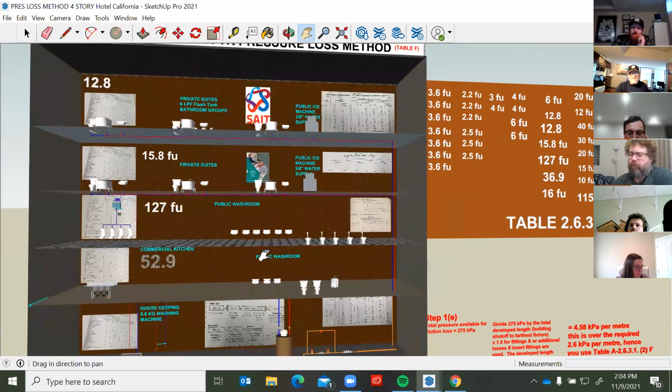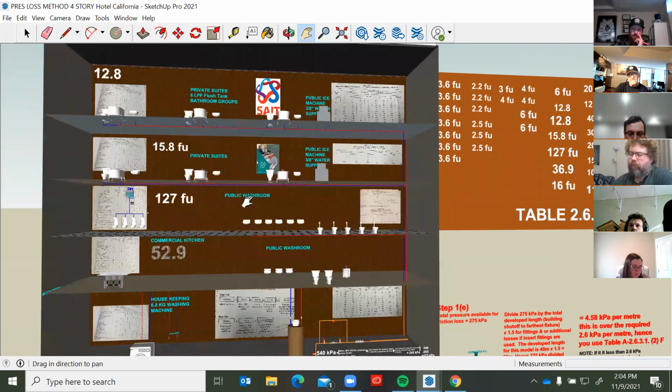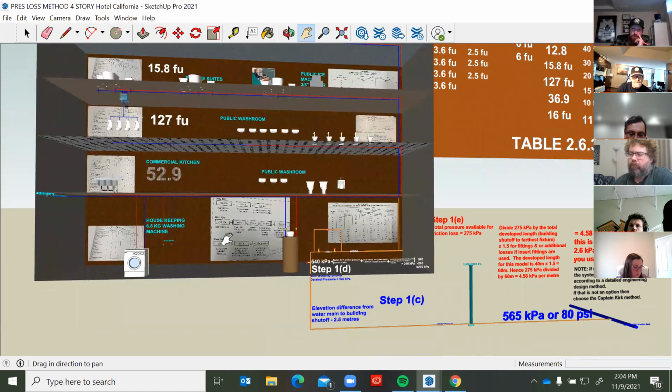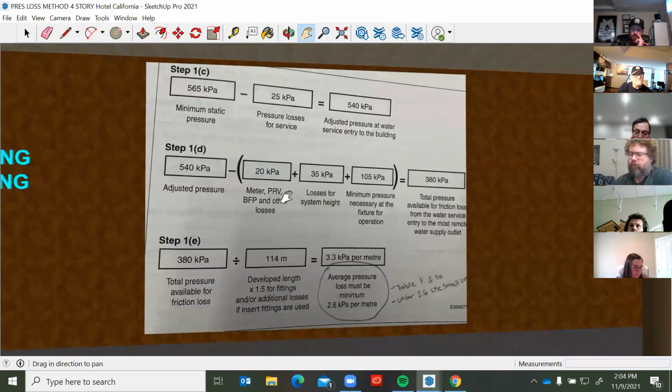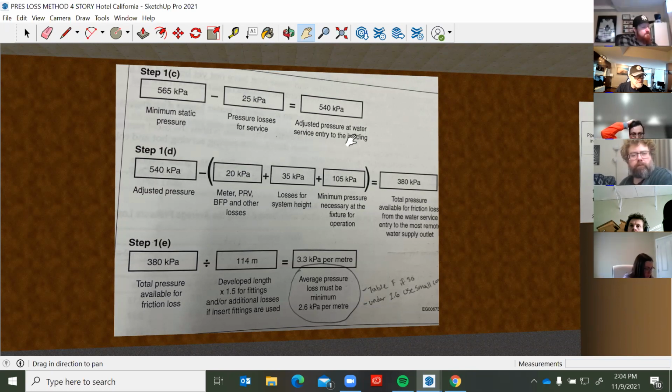So we know the total load. But now the question is, do you use the small commercial method or some other method, or the pressure loss method? We're going to try and figure this out. In order to figure this out, you go to the back of the code book, like I told you previously, and we're looking at this chart right here. What I did is I used some of the same numbers on this animation as the chart, so you'd understand what they're talking about. So we're going to go to step 1C, these three figures, where it says minimum static pressure, pressure losses for the service, and adjusted pressure at the water service entry to the building.